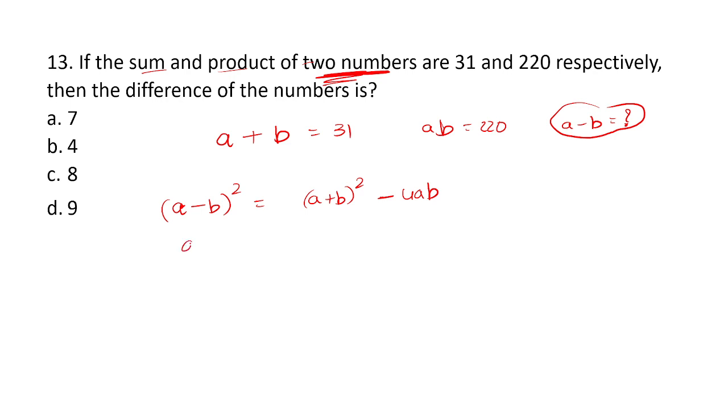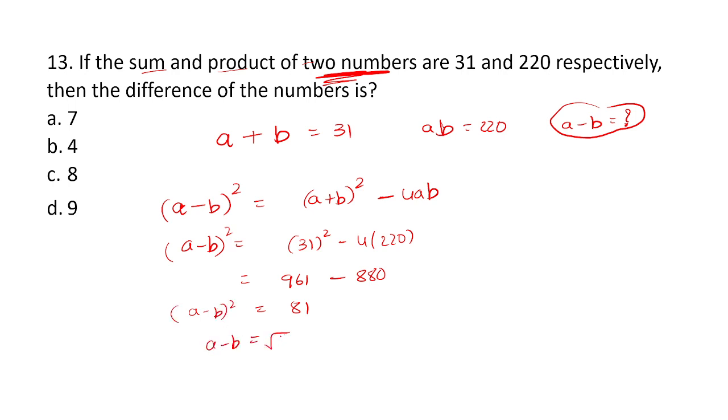That's it. So (A minus B) whole square equals 31 square minus 4 into 220. So 31 square is clearly 961, minus 4 into 220 is 880. So 961 minus 880 is 81. So (A minus B) whole square is 81. So A minus B is root 81, which is 9. So this is my answer.